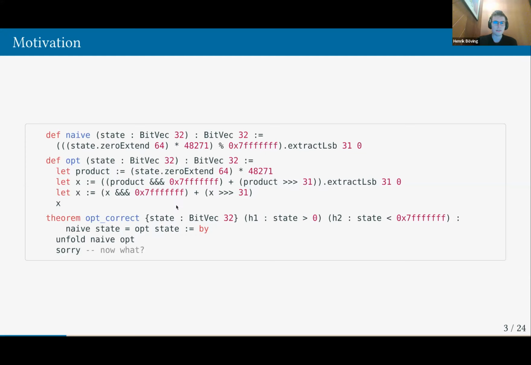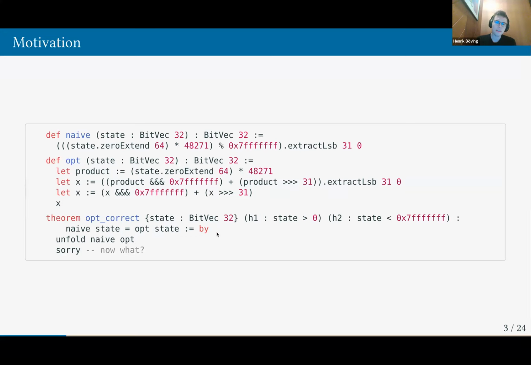And then we can state the correctness theorem, which just claims if we have some state for the RNG, and the state is within these bounds, and in fact, these bounds are important, otherwise the theorem doesn't hold, then the naive and the optimal implementation always agree. And if you want to prove that, we can of course try to unfold naive and opt, but then it's quite unclear what to do now, because there's no apparent connection, probably to most listeners, between the modulo and whatever is happening here.